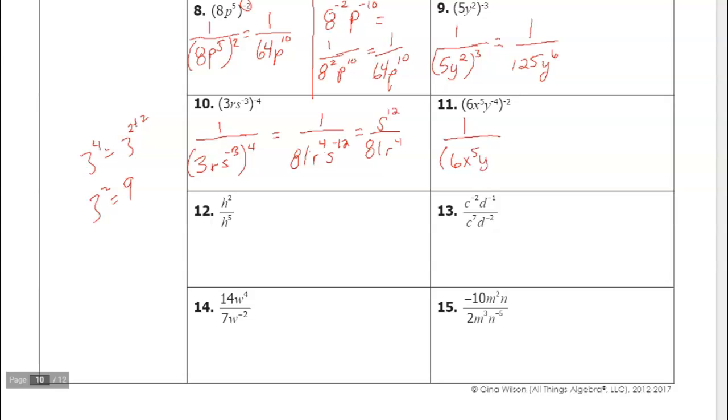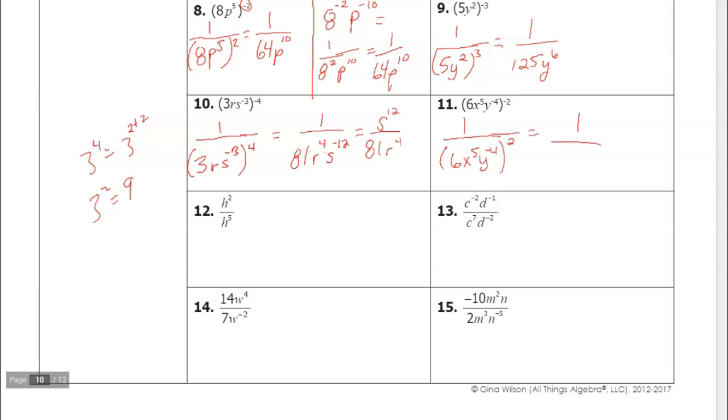So you can feel free to try these a different way. Notice when I move this to the bottom, I didn't change this negative because by moving it to the bottom, I just changed the negative 2 to positive 2. Can't alter that negative 4 because it's in parentheses and we have to address this power to a power first.